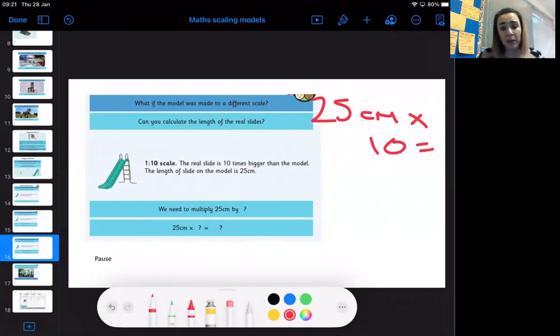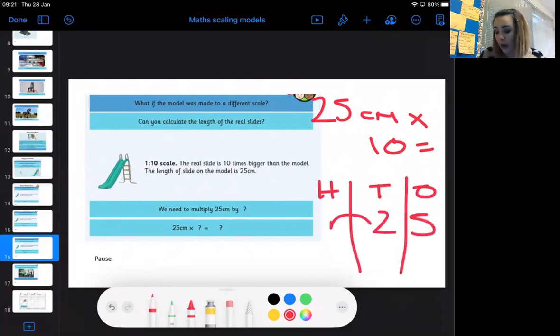Now you know how to make 25 centimetres 10 times bigger. If we had a place value chart and we had our hundreds, tens and ones, you know to make 25 10 times bigger, it moves across one place. So the answer is 250 centimetres. Don't forget to record the unit of measurement.